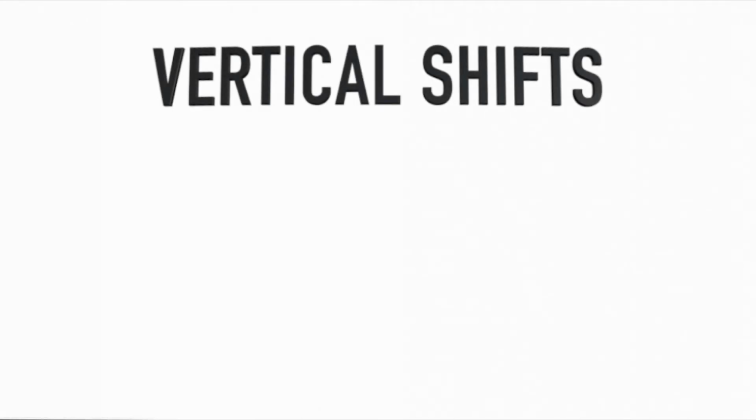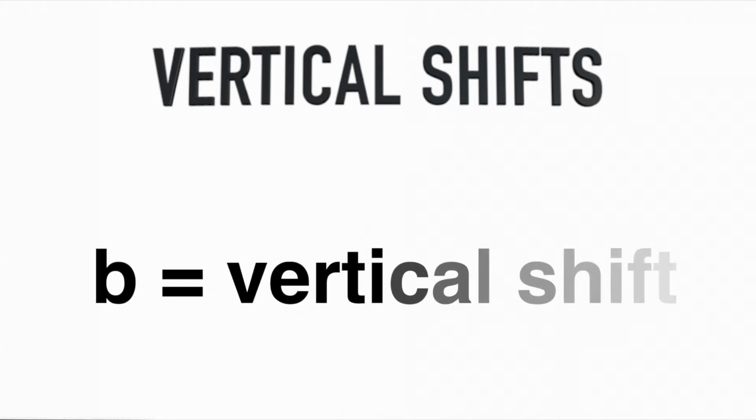Let's talk about the most basic transformation there is. Vertical shifts. So vertical means up and down, and shift just means moving. In slope-intercept form, remember, b is also the vertical shift. Whatever value is there is the vertical shift compared to y equals x.